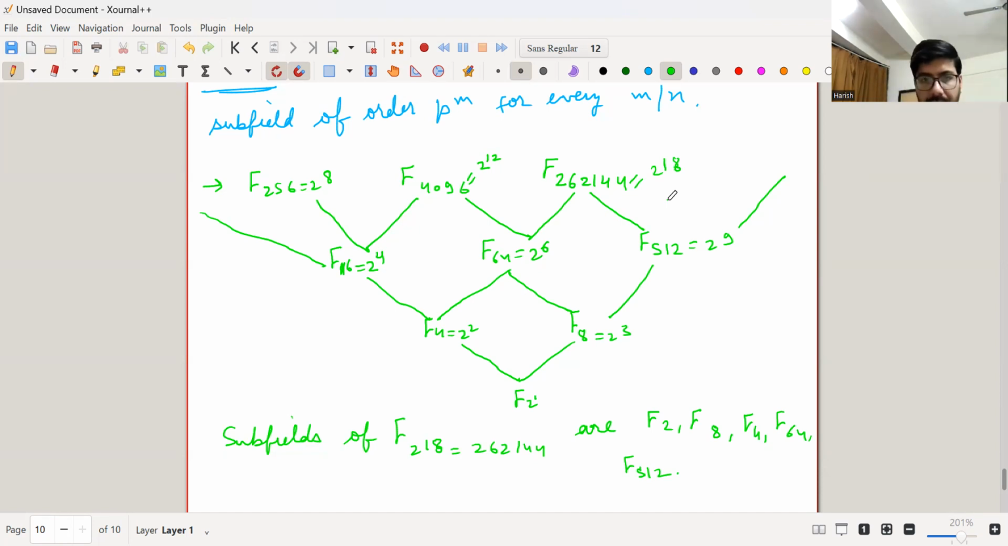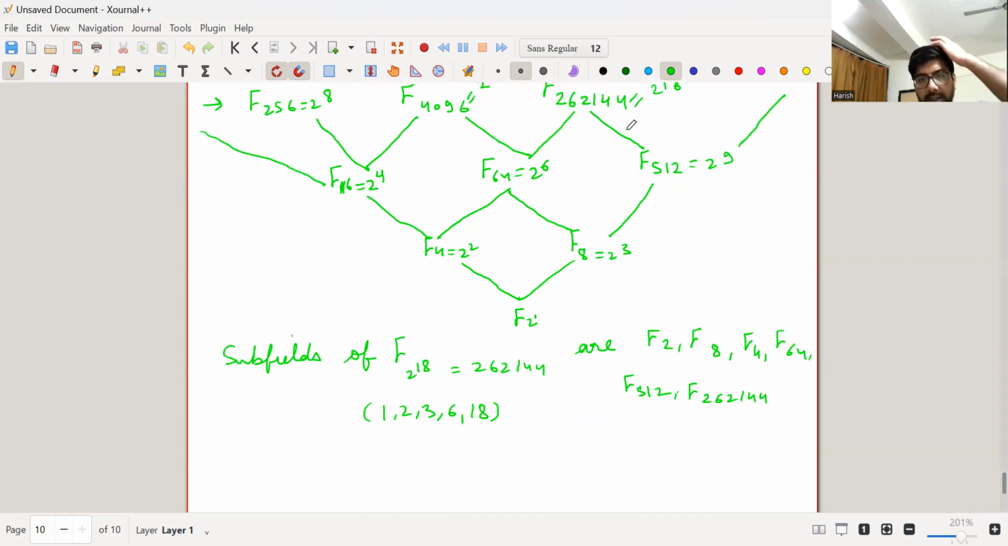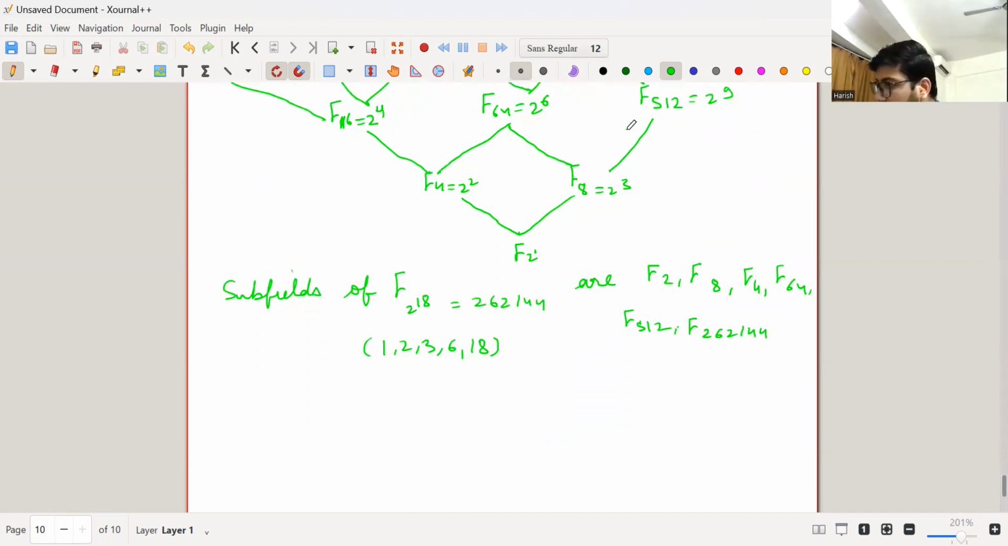Okay, so this is 2 raised to 18. So divisors of 18 are 1, 2, 3, 6, 9, and 18. And of course, it contains itself as a subfield also. Okay, yeah. So that's it in this lecture.